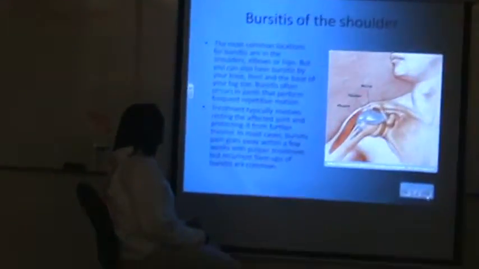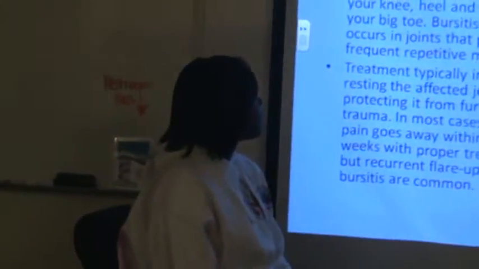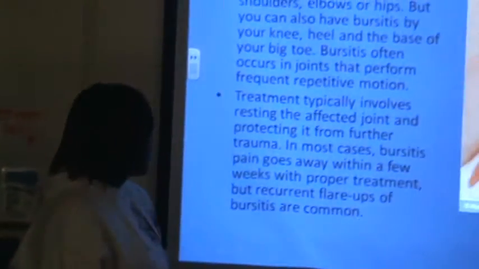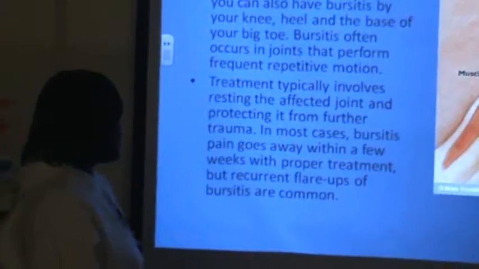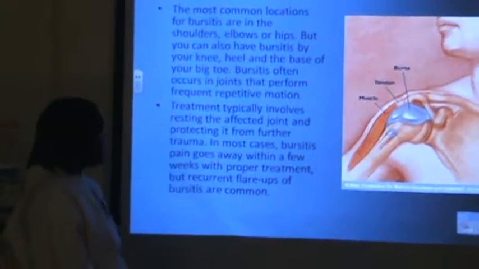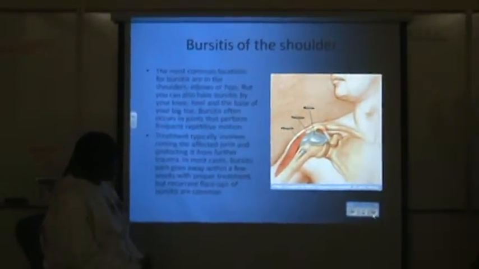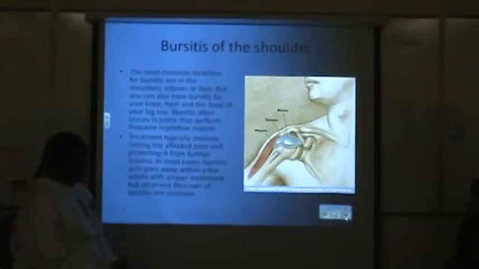Bursitis of the shoulder. The most common locations for bursitis are in the shoulders, elbows, or hips. But you can also have bursitis by your knee, heel, and the base of your big toe. Bursitis often occurs in joints that perform frequent repetitive motion. Treatment typically involves resting the affected joint and protecting it from further trauma. In most cases, bursitis pain goes away within a few weeks with proper treatment, but recurrent flare-ups of bursitis are common.